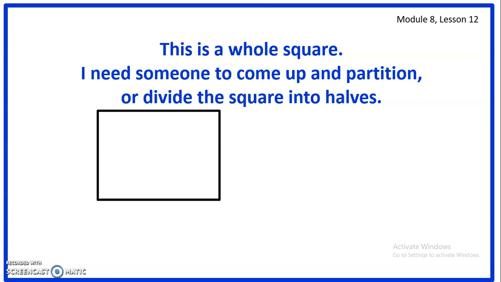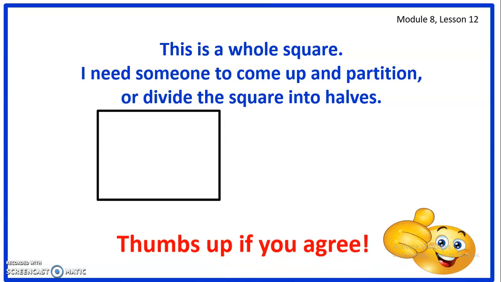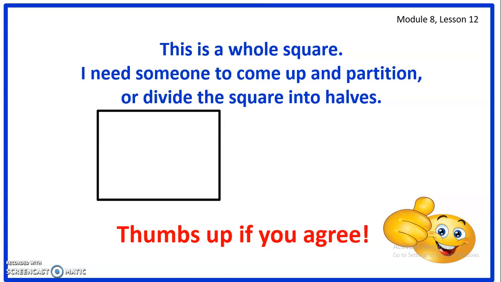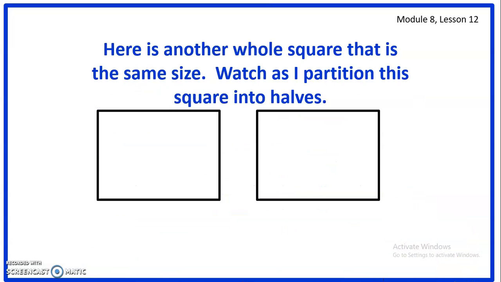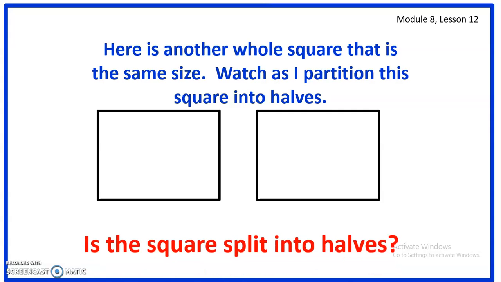This is a whole square. And how do we partition or divide the square into halves? So 2 halves make a whole. Now here's another square of the same size. Let's watch as we partition it into halves.